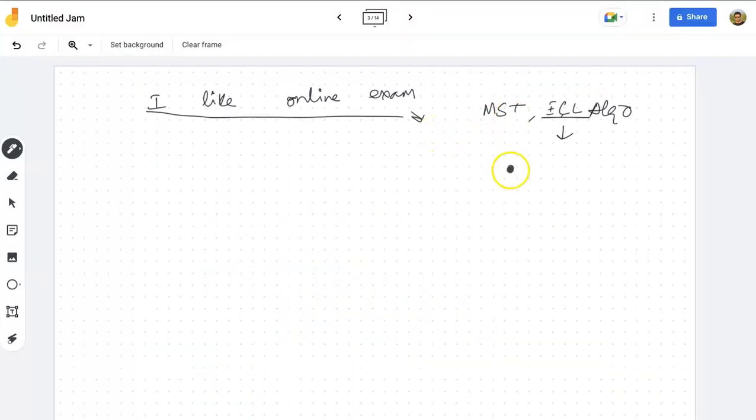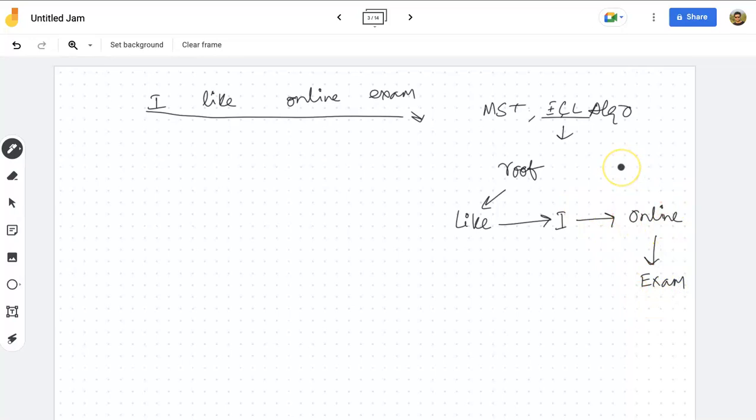So root to like, then like to I, to online, and then online to exam. So this is after the first iteration, after using this Edmond Chu-Liu algorithm. So with the Chu-Liu algorithm, you get this. This is the first parse tree, the dependency tree of this MST tree of this sentence.